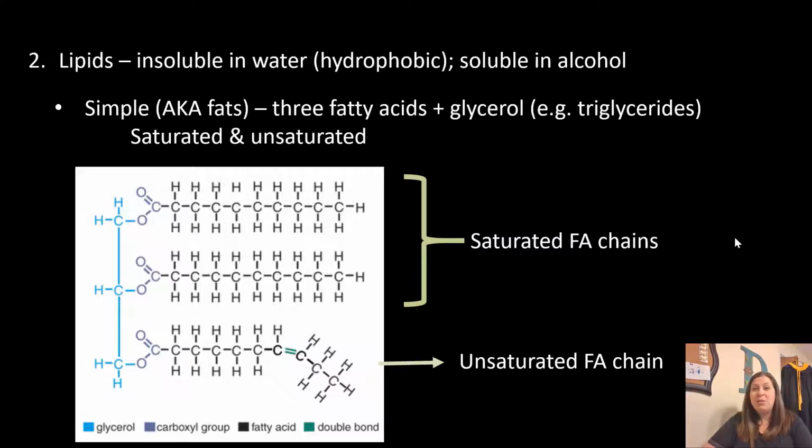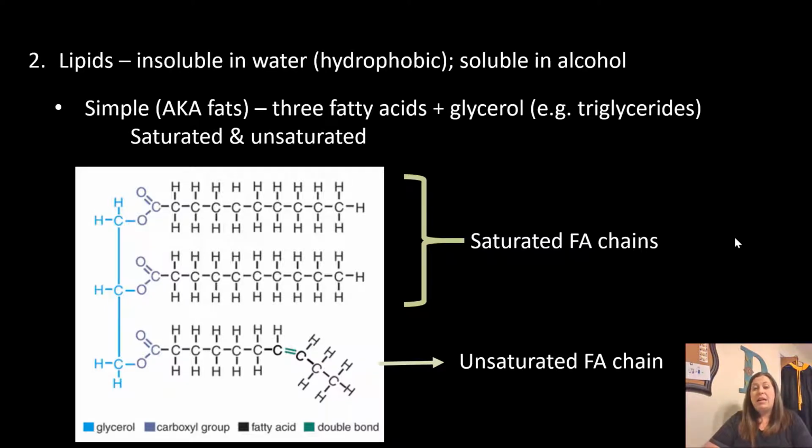When we talk about simple lipids, they're known as fats, and they're composed of 3 fatty acids plus a glycerol. These a lot of times get termed as triglycerides because you have the 3 fatty acids on the glycerol for the triglycerides. Now, triglycerides can be either saturated or unsaturated. A saturated triglyceride is going to be where it is saturated and completely covered with hydrogens. See, all the carbons are going to be covered in hydrogens in these first 2 chains. These are known as saturated fats.